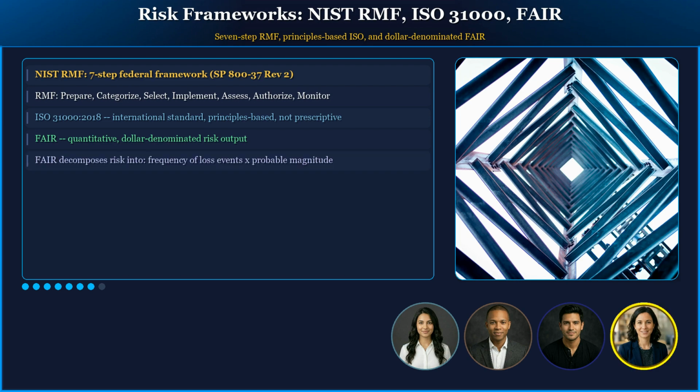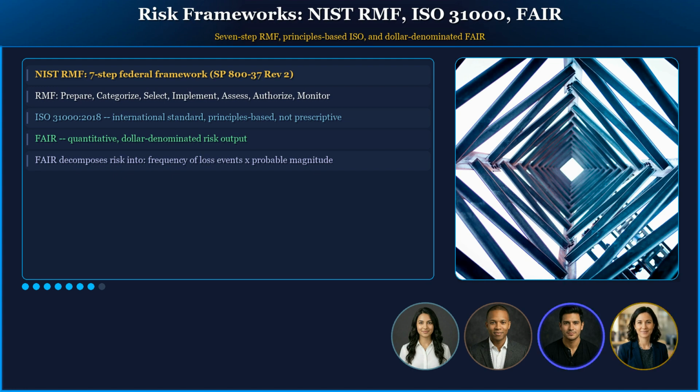Factor Analysis of Information Risk, or FAIR, where most frameworks help you score risk qualitatively, produces a dollar-denominated output. It decomposes risk into two variables: frequency of loss events and probable magnitude of loss. The output is a range of annual loss exposure expressed in currency, not a red-yellow-green heat map, but an actual financial range that executives can evaluate against business objectives.